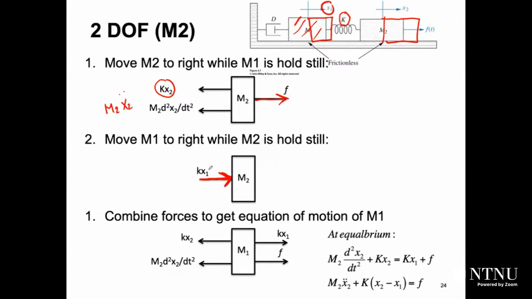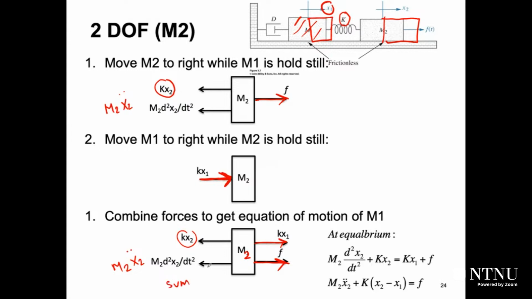Now we will do the summation, summing all forces. So we will have F acting to the right. We will also have kx1 acting to the right. And on the other side, we will have kx2, and we will have M2 x2 double dot. So we write the equation at equilibrium.